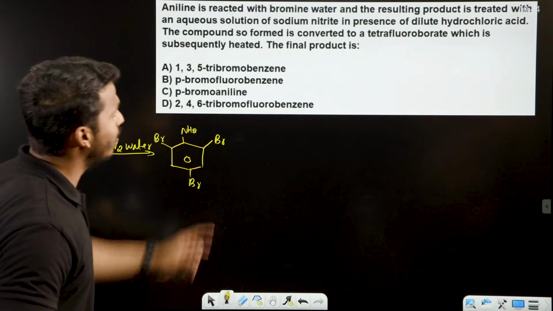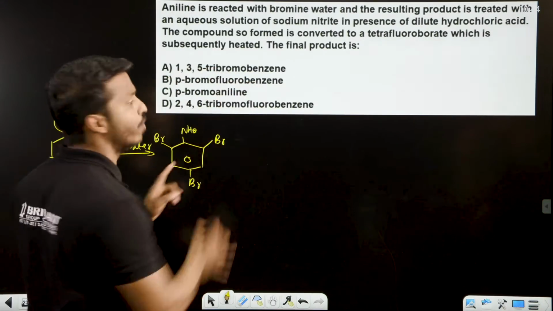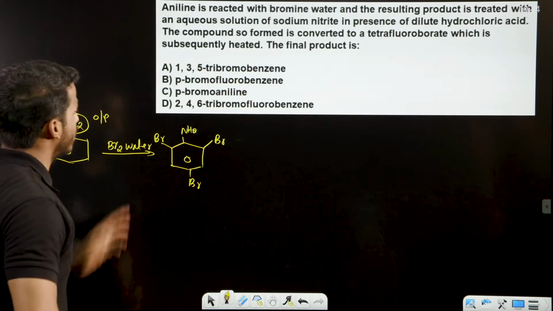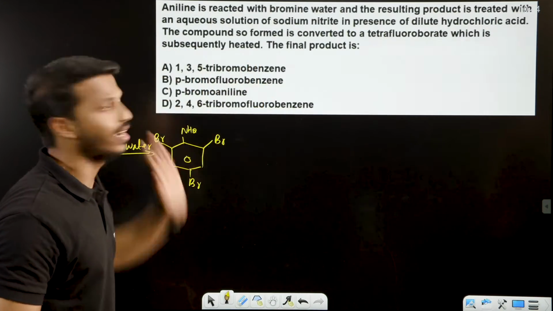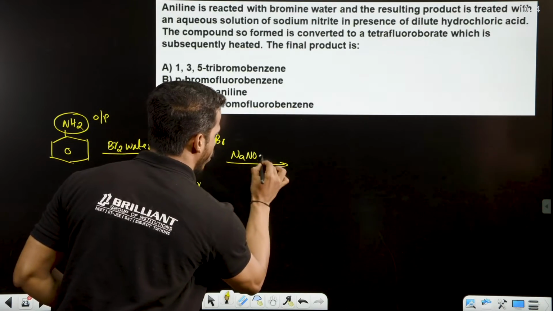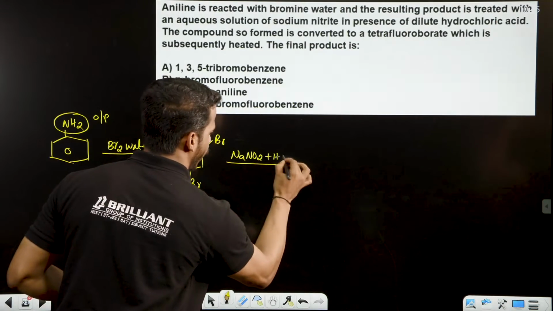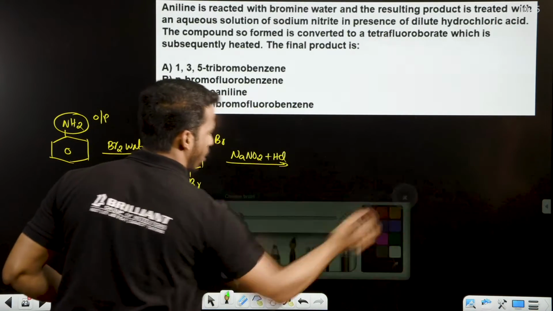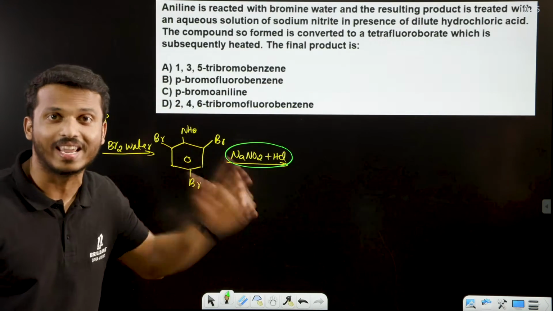Done. And the resulting product is treated with an aqueous solution of sodium nitrite. This compound is treated with what? Aqueous solution of sodium nitrite. What do you mean by sodium nitrite? NaNO2, sodium nitrite, in presence of what? HCl, dear all of you. What is this reaction? NaNO2 and HCl, diazotization reaction.